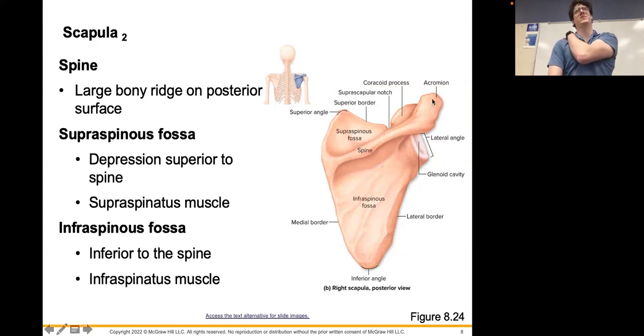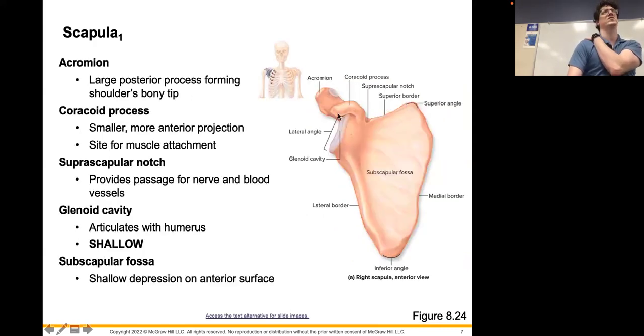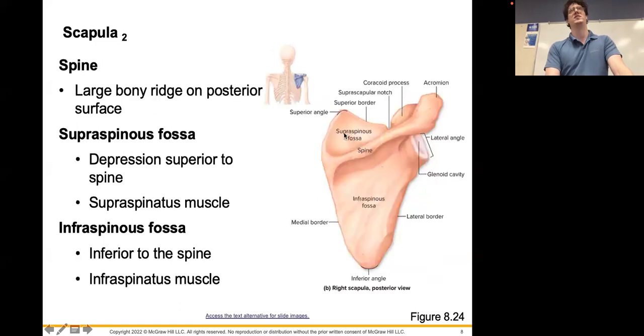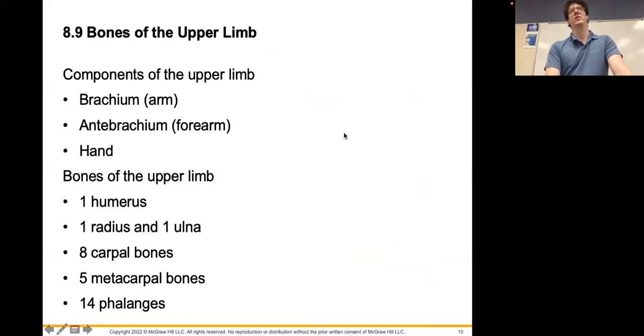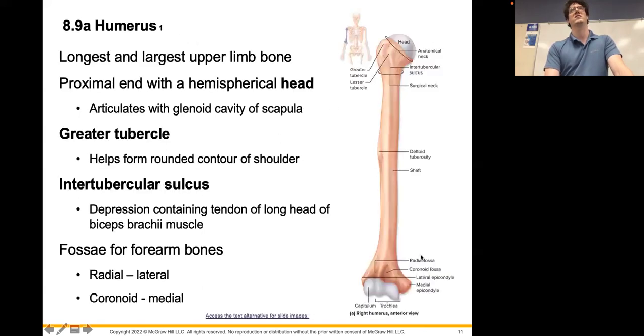Then we go out here to this big flat protrusion, this big flat process. This is the acromion. Then we have the other one that, when viewed from the front, kind of looks curved like a bird's beak. This is going to be your coracoid process. So these are the two most important processes on the scapula. And then we have this big divot right here, which is the glenoid cavity. The glenoid cavity here is going to articulate with the bones of the upper arm. Particularly, it's going to articulate with the bone of the humerus, okay? Or the head of the humerus.